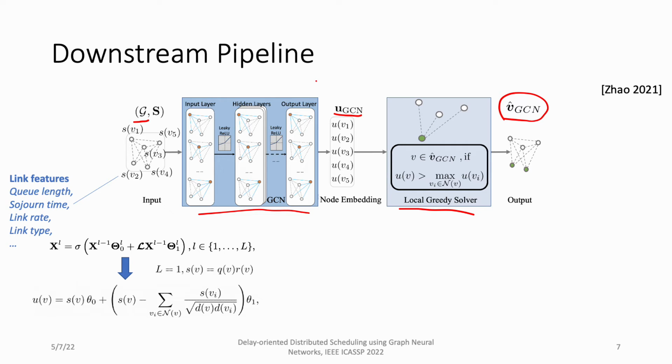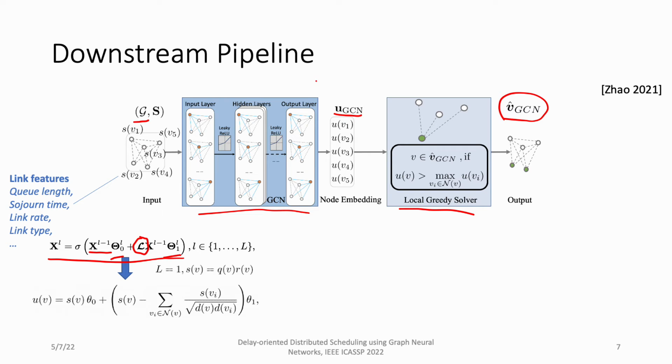The implementation of the GCN is here. From a system level, we have this equation here for a single layer in the GCN. So X^(L-1) is the input feature from the previous layer, and theta_0^L and theta_1^L are the trainable weights of this layer, and the calligraphic L is the normalized Laplacian of the graph.